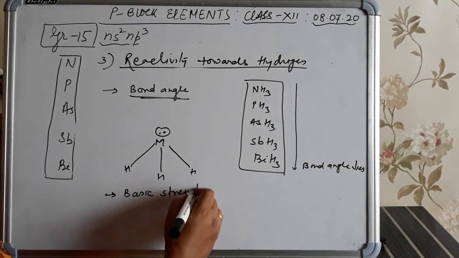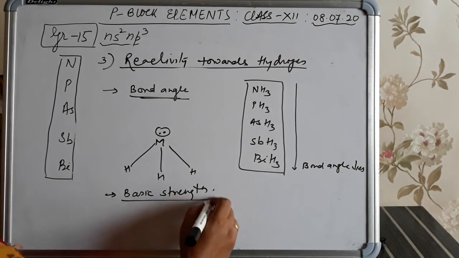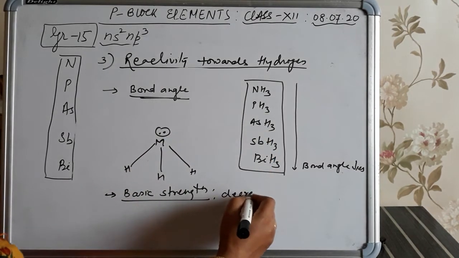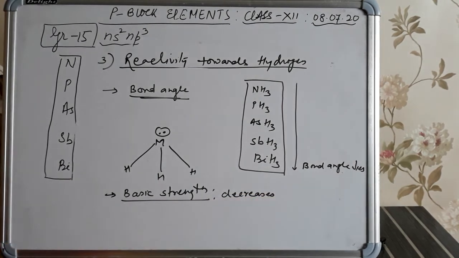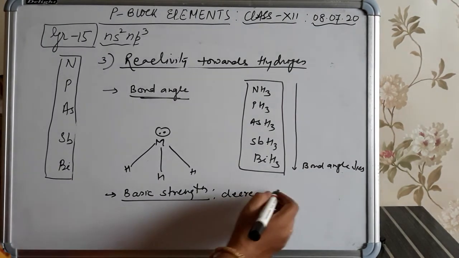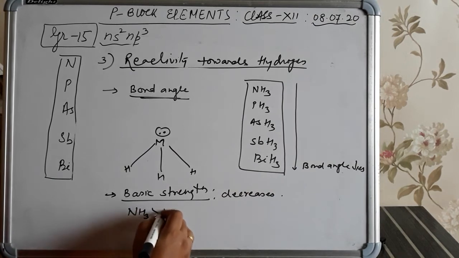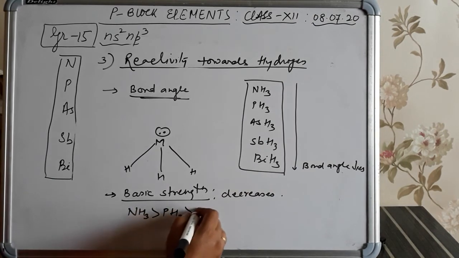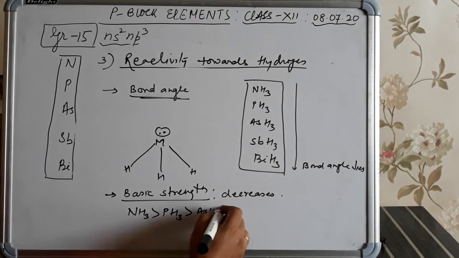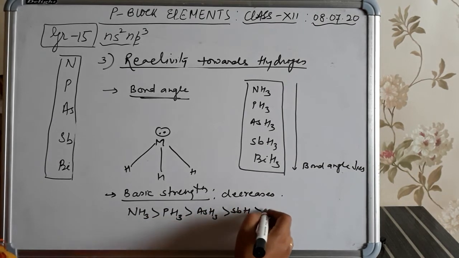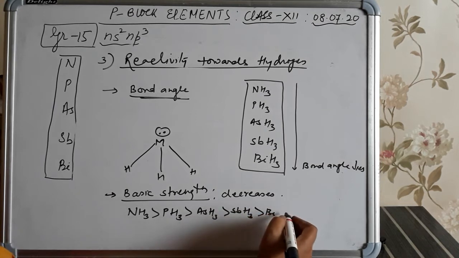Basic strength of hydride also decreases when we move top to bottom. So the most basic in nature is NH3, then PH3, then arsenic hydride, then antimony hydride, and the least basic in nature is bismuth hydride.